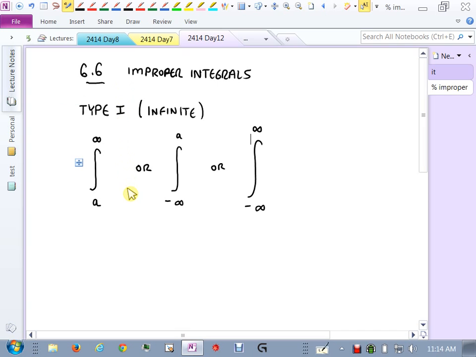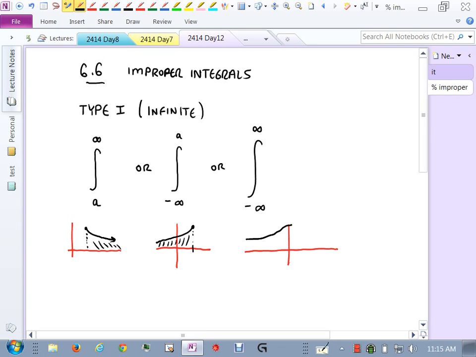And geometrically, the first one was the area under a curve to the right forever. And then this one here would be the area under a curve, but this time to the left forever, right? And then the last one, you go both directions forever. So maybe your graph does something like this.